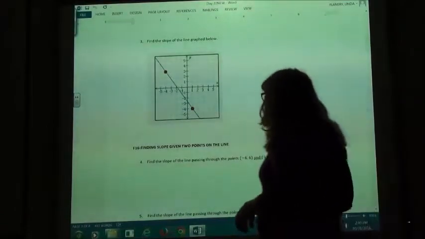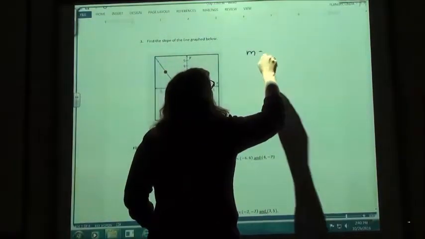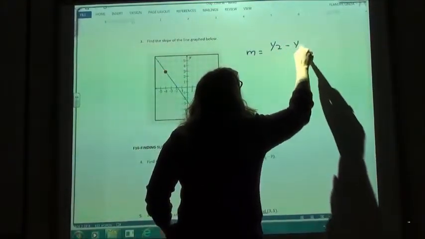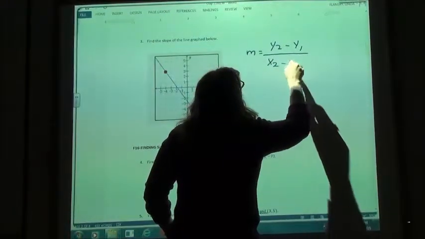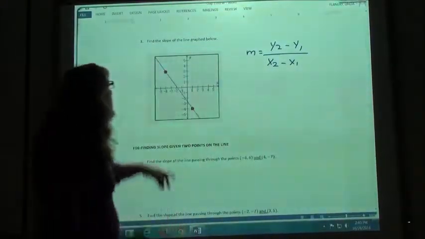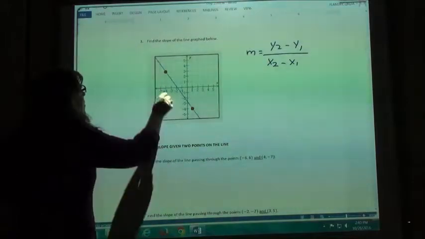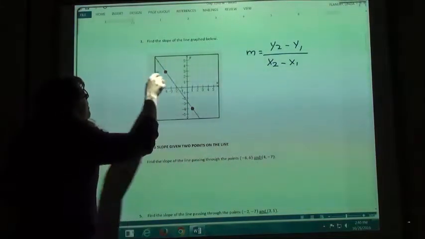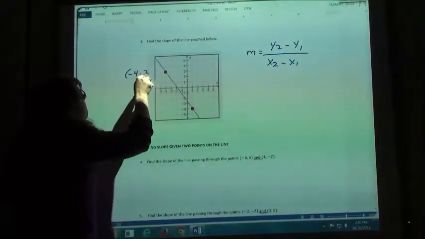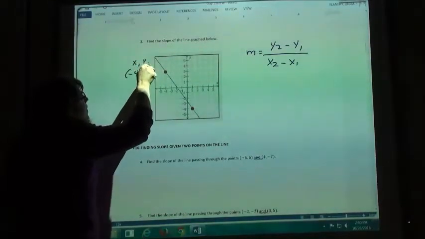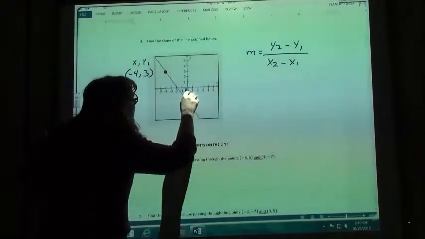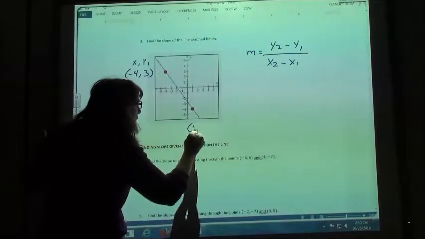Number 3 then, using my formula, m equals y sub 2 minus y sub 1 over x sub 2 minus x sub 1. Coordinates of this point here, going to be at negative 4, positive 3. Coordinates of this point would be at positive 1, negative 4.